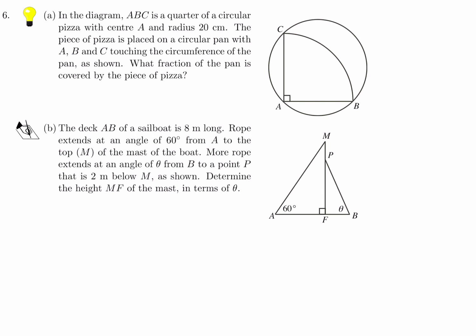In the diagram, ABC is a quarter circle of a circular pizza and has a center of A and radius of 20. The piece of pizza is placed on a circular pan with ABC touching the circumference of the pan as shown. What fraction of the pan is covered by the piece of pizza?